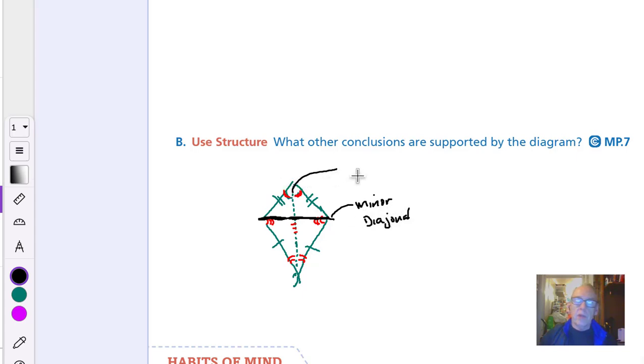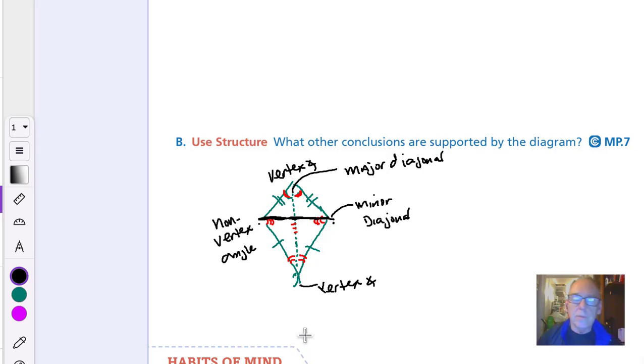This is, again, the major diagonal. So we saw before in our argument that the major diagonal bisects the vertex angles. This is a vertex angle. And this is a vertex angle. These are non-vertex angles. And this is a non-vertex angle.